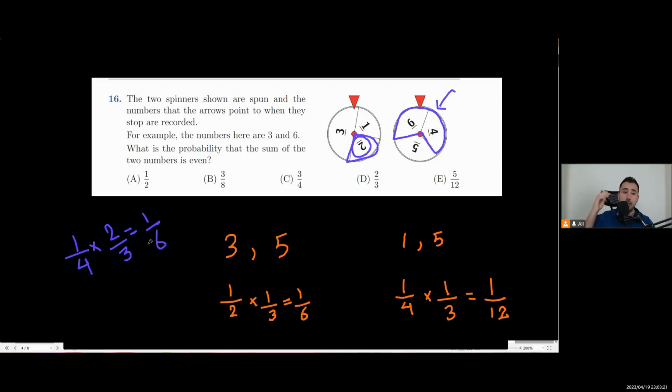So you see, to get an even number, all of them are possible, right? So we need to add these possibilities together. So 1 over 12, plus 1 over 6, plus 1 over 6. It would be 5 over 12. I just added them, right?